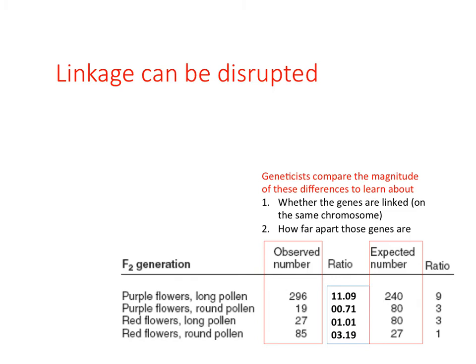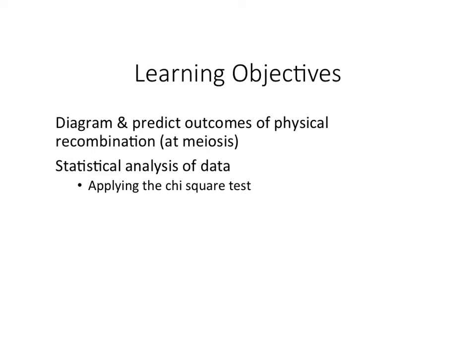So we geneticists compare these two columns of information to figure out, are genes independently assorting? That's the expected number. If genes are independently assorting, then the expected and the observed numbers should match. So when we see differences like this, we start to think maybe that means the genes are linked. So that's where we're headed. We're going to talk about physical recombination, meiosis, and then we're going to do a little bit of chi-square analysis.